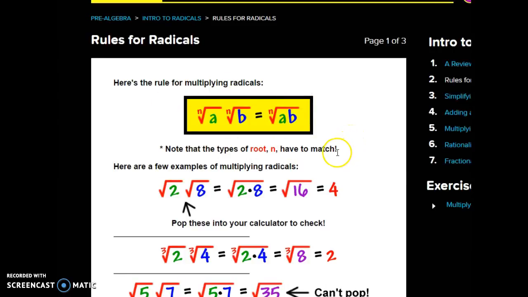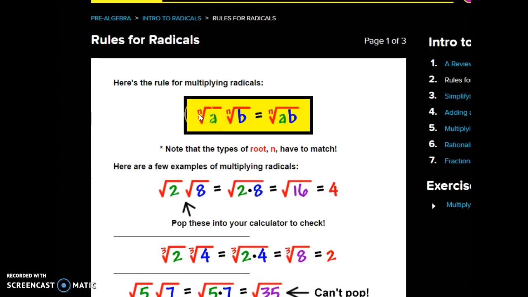What it tells you right here is, note that the type of root n has to match. So in other words, if this one had a 2, or maybe it didn't have anything, because usually when it's a square root we don't even bother to write the 2. But if it had a 2 there, and right here it had a 3, that would be as simplified as this equation could be. You cannot combine them if they have different roots.